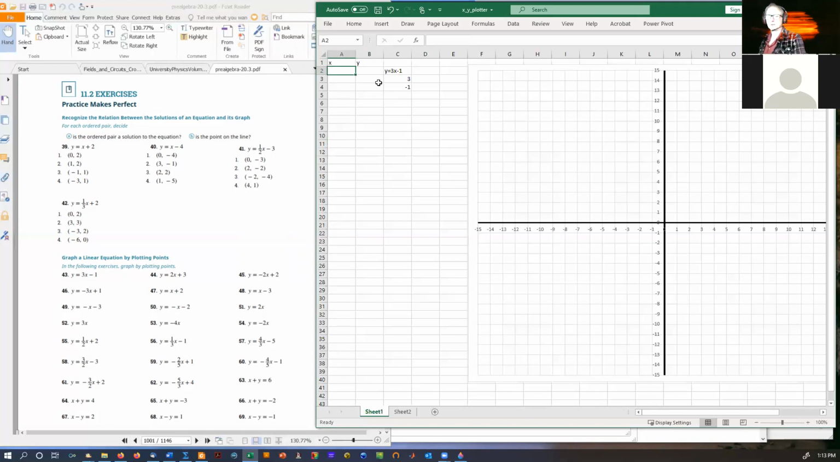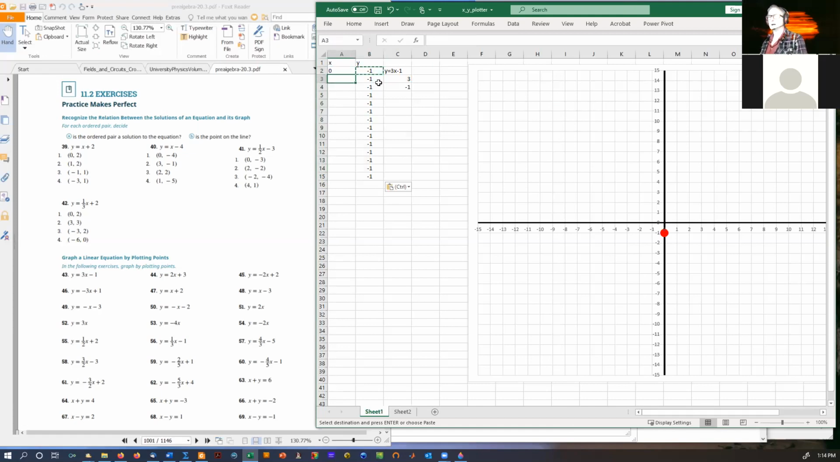Okay, so y equals 3x minus 1. So, oh, Cartesian must have dropped off because his computer crashed. Okay, so let's pick 0. Oh, dang. And so we'll just calculate this as A2 times 4 plus C4. So 0 is minus 1.